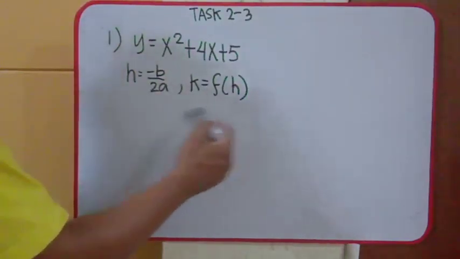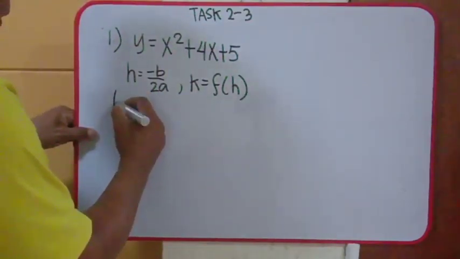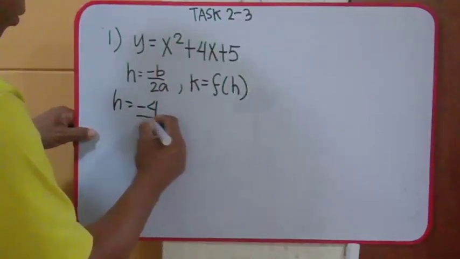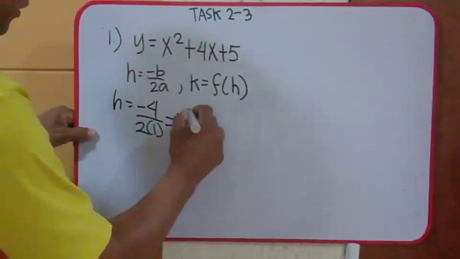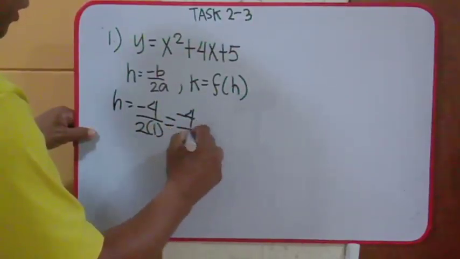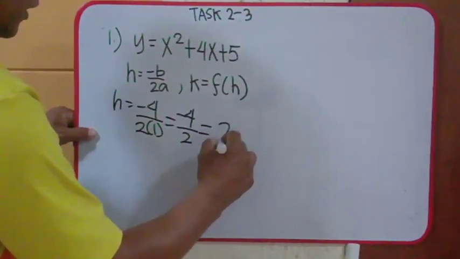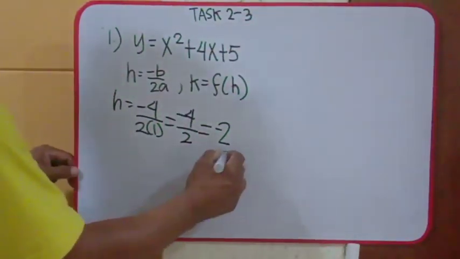So, ito yung vertex. So, substituting the value of b, which is 4. So, negative 4 over 2a, where a is 1. So, negative 4 over 2 times 1 is 2. So, negative 4 divided by 2 is negative 2. So, that is the value of h.